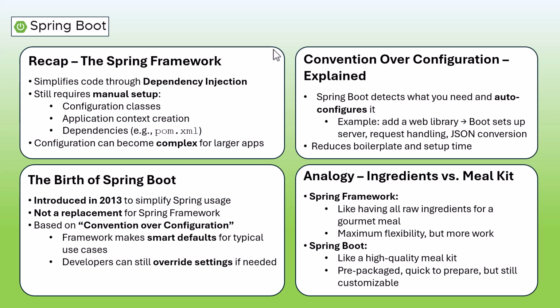Think of it like this: the Spring framework gives you all the high-quality, individual ingredients to cook a gourmet meal. You have the flour, the spices, the fresh vegetables. You have full control, but you also have to do all the work of measuring, mixing, and combining. Spring Boot, on the other hand, is like a high-quality meal kit. It packages all the necessary ingredients, pre-measured, along with a simple set of instructions. It assumes you want to make a specific dish, say, a web service, and gives you everything you need for that dish in one box. You get the result much faster, but you can still add your own special spices if you want to.